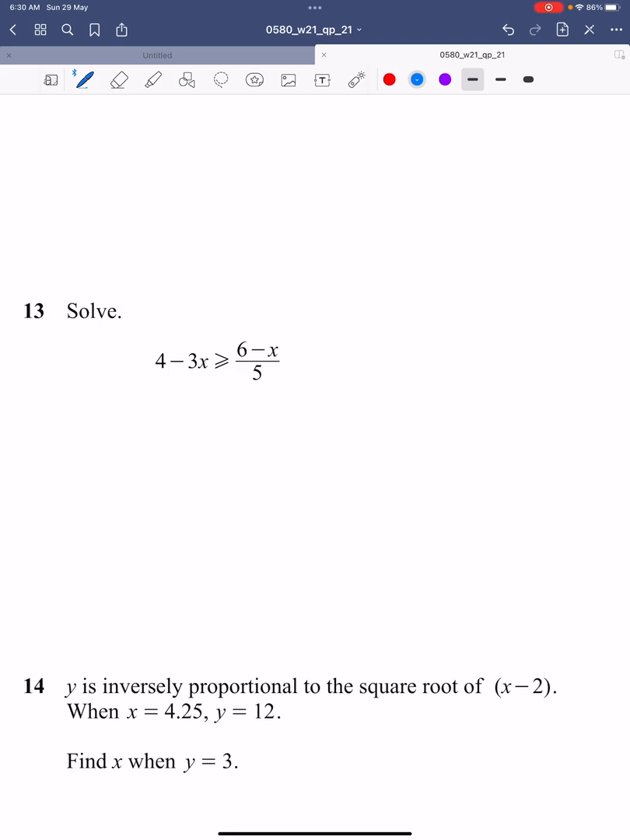So let's start by solving. We take the 5 to the other side because division goes to the other side and becomes multiplication.